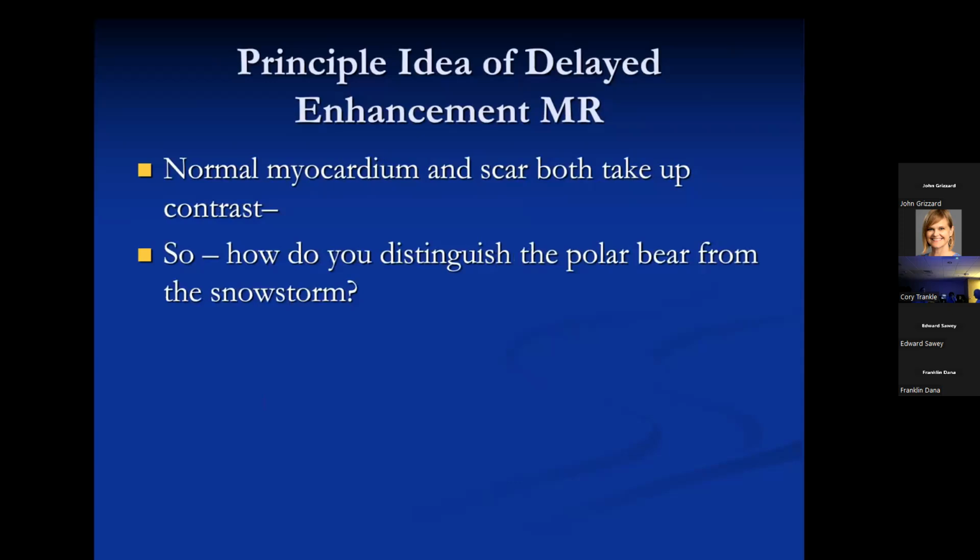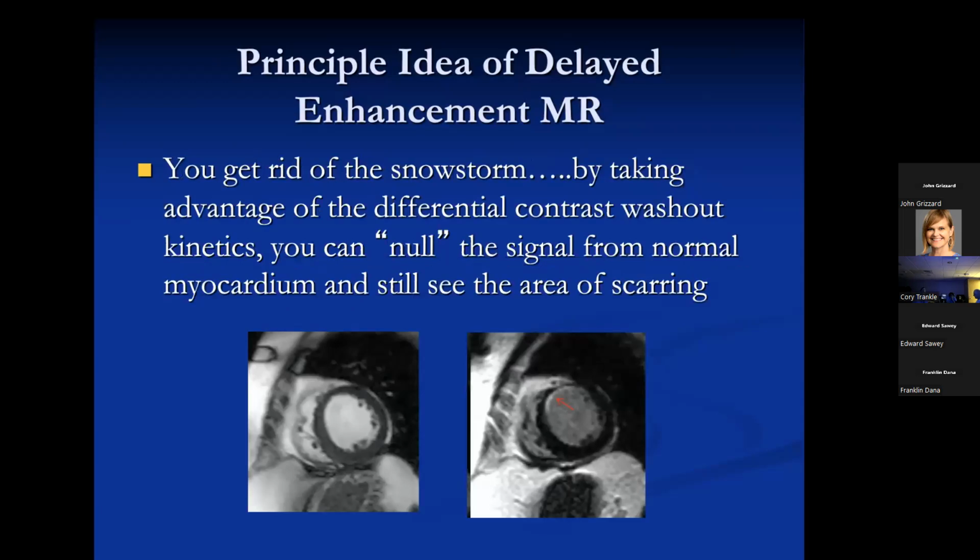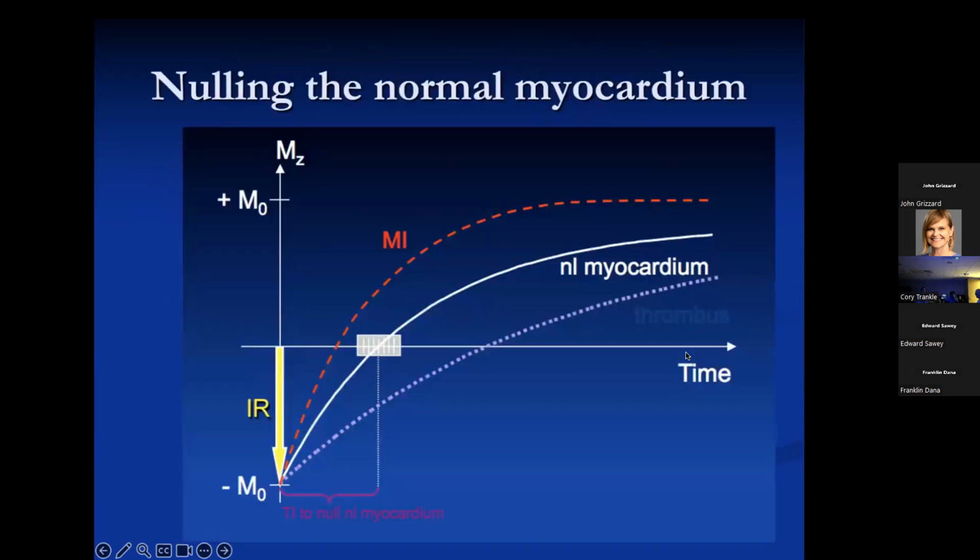So both scar and normal myocardium take up contrast. How do you get rid of the... it's like the old line about the polar bear and the snowstorm. Well, the goal here is to get rid of the snowstorm. You take advantage of the differential contrast kinetics, and you can knock out signal from the myocardium that's present here and absent here. And now you can see the small subendocardial scarring. So how does that work?